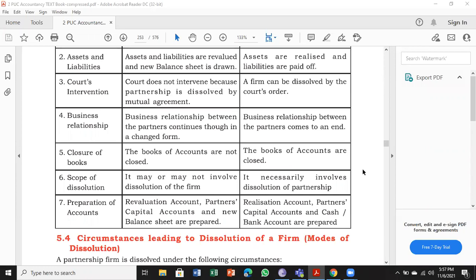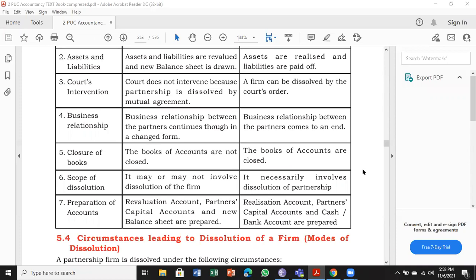Next, point number 5, closure of books. I told books of accounts. So in case of admission, retirement, death, there's the first situation. The books of accounts are not closed because business is not closed. Business will continue there. Whereas in the dissolution of firm, books of accounts are also closed because it is simple, business is being closed. Business comes to an end.